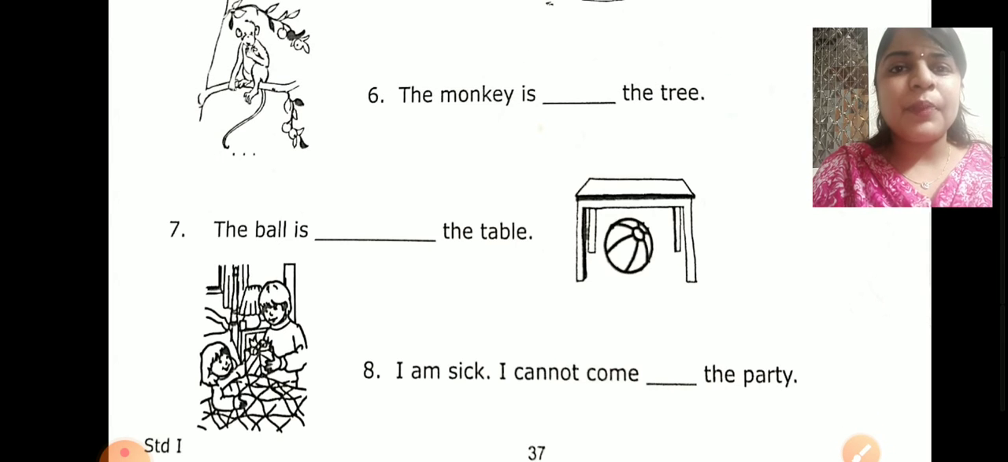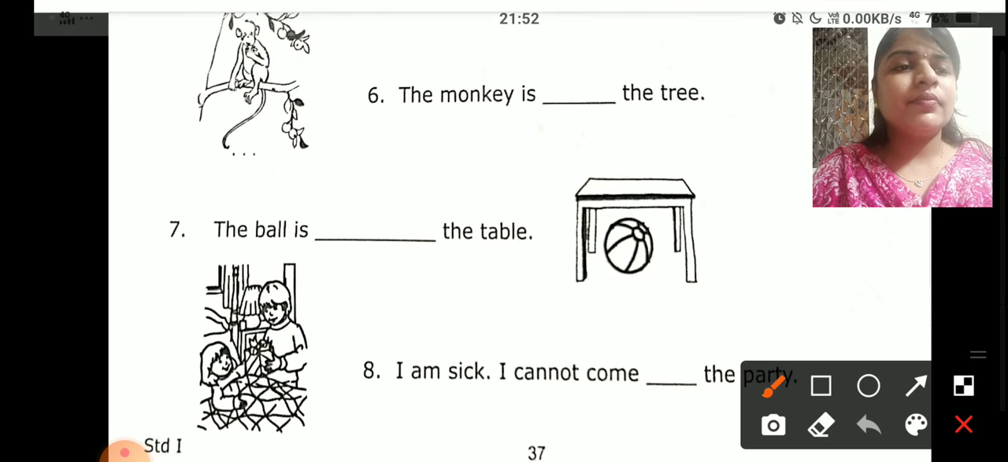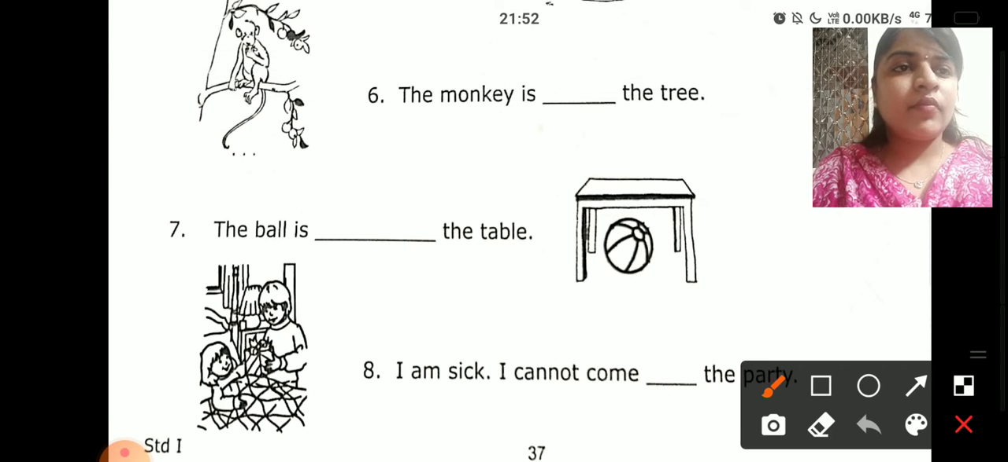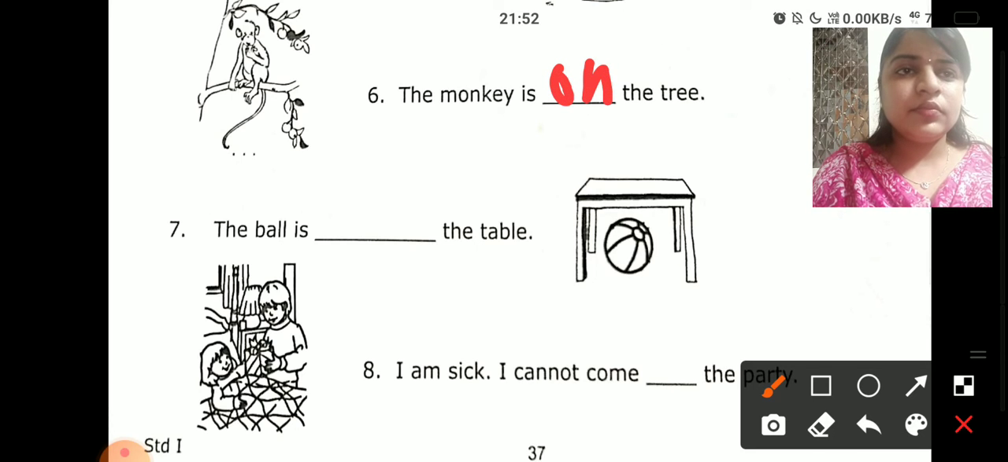What can you see in the picture? Monkey. Number 6. The monkey is dash the tree. Where is the monkey? Children, the monkey is on the tree. So you're going to write on. Write it down. On. Over.